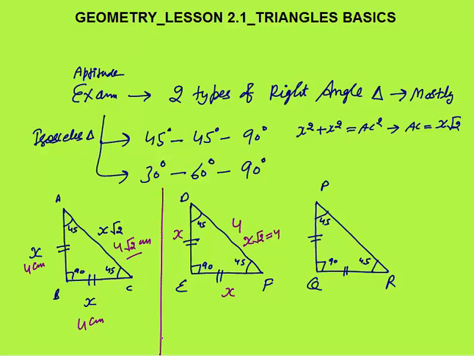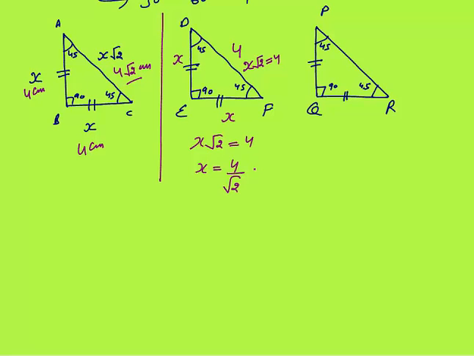So what will we get in this case? x root 2 is equal to 4. x would be 4 by root 2. Now 4 can be written as 2 into 2 by root 2. Now this 2 further can be written as 2 into root 2 into root 2 by root 2. So we'll get 2 root 2.